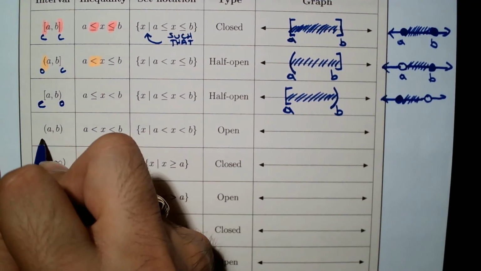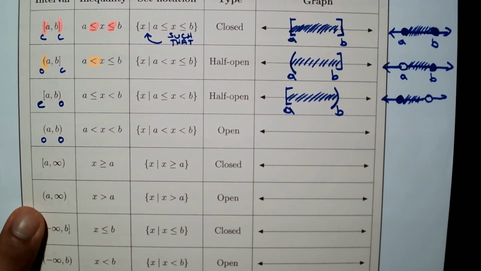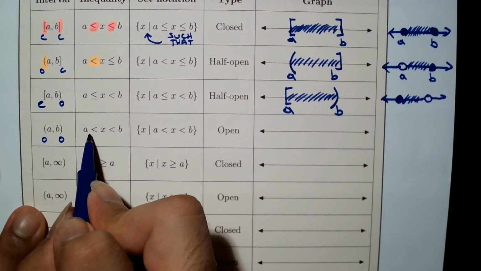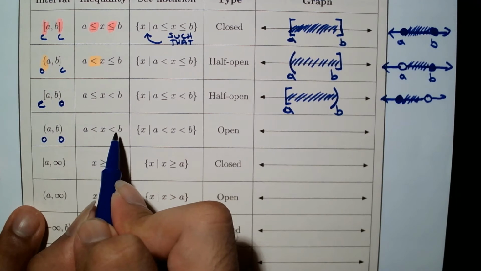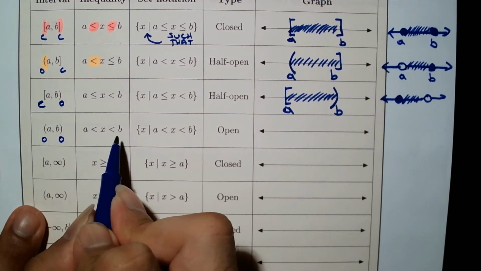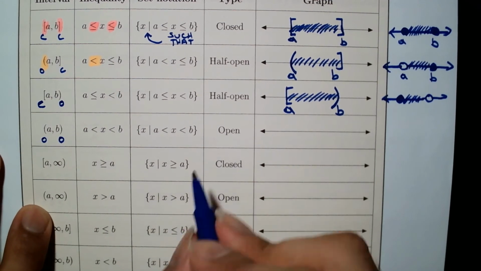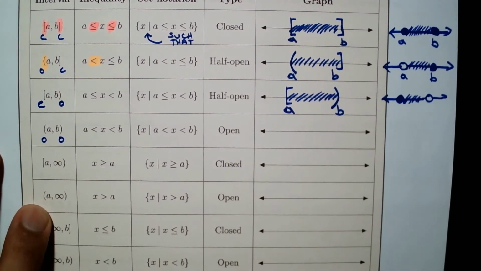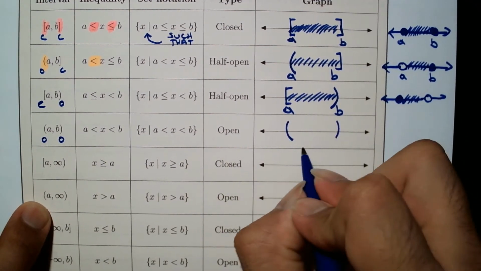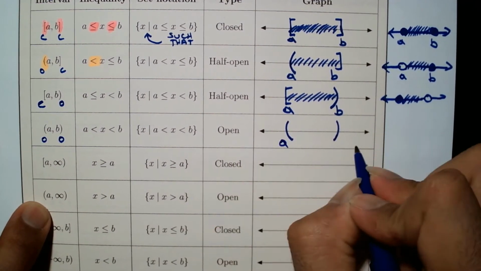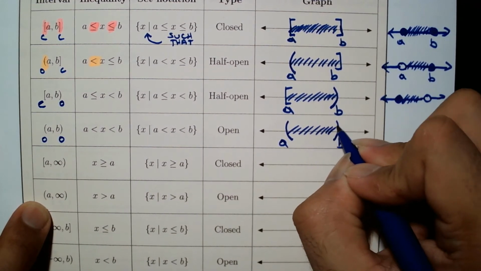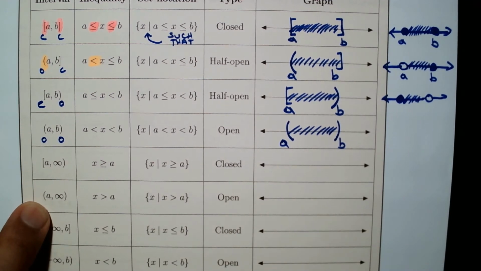Now we have open and open. You can see that by their corresponding inequality signs. Notice the equal sign below, like in the previous case, is no longer in each of the inequality signs. So we are going to have an entirely open interval. In this case, it's just going to have parentheses from A to B, and everything inside.